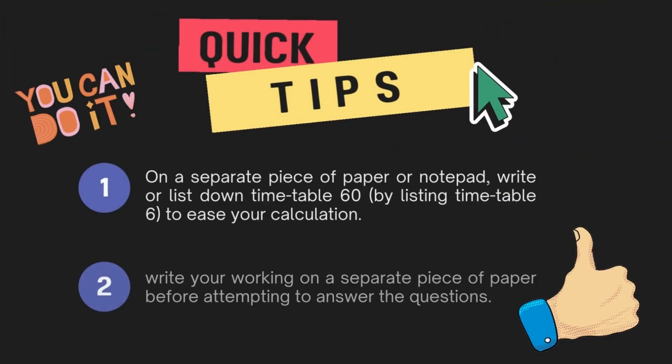So here are some quick tips for you before you start doing your exercises and practice. First tip, on a separate piece of paper or notepad, what you can do is write or list down the timetable of 60. So you just list down timetable 6 first, and then make it into 60 by adding 0 to 6 as well as the answer. So you just write this once to ease your calculation throughout your work later. So you can use it over and over again.